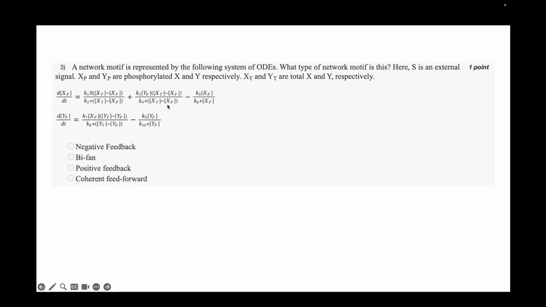In this first equation, YP is positively regulating XP. In the second equation, XP is positively regulating YP. So this is basically a positive feedback loop, right? Because YP is positively regulating XP, XP on the other hand is again positively regulating YP. So this is a positive feedback loop. So this is option number 3.